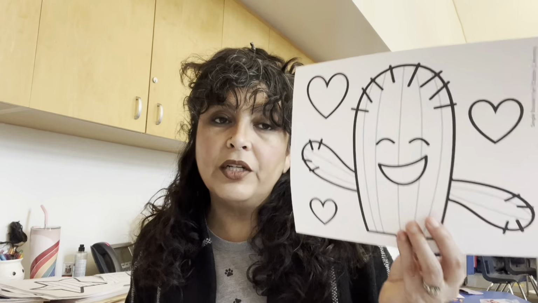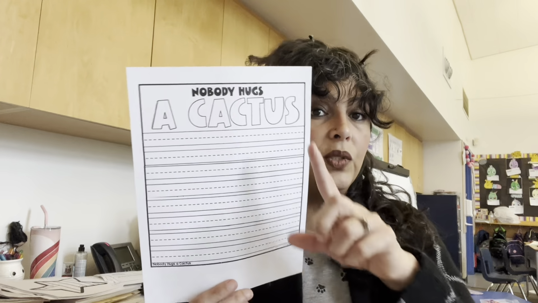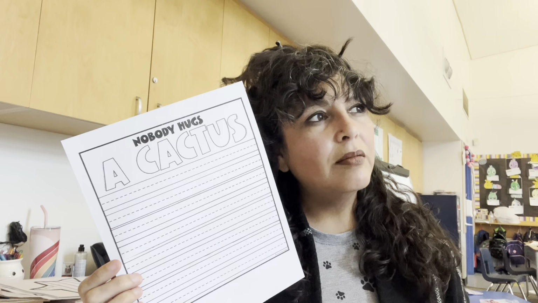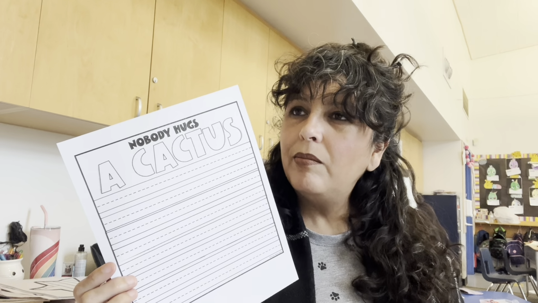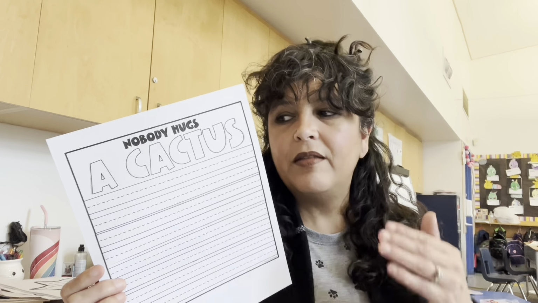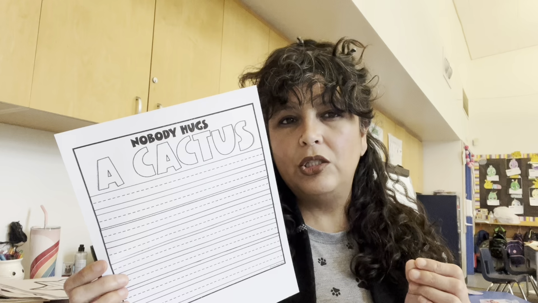This is the little craft that it came with this week. So we are going to do, they finished doing this. When we come back in, I'll do the reading. We're going to talk about the author's message, and then we are going to do some writing for Nobody Hugs a Cactus. So we'll write something. I don't know if it's going to be an opinion piece. Maybe it's going to be a summary. Maybe it's going to be the author's message. But after we reread it, or after I read the lesson, I'll make a decision.